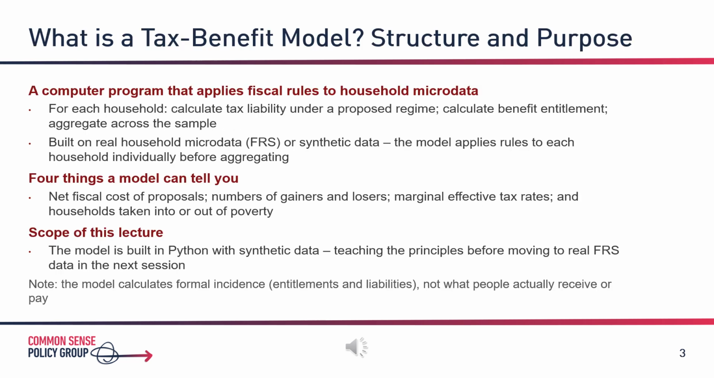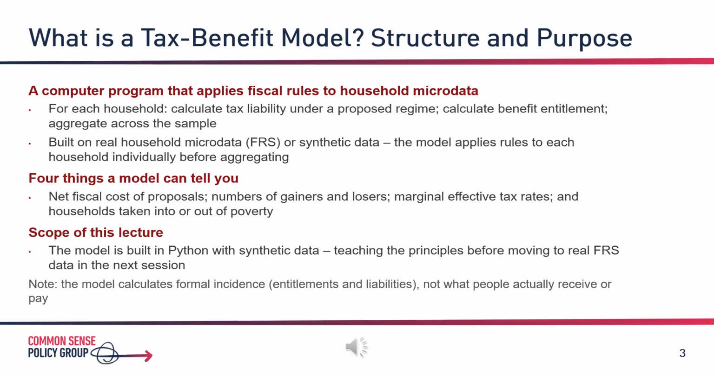A tax benefit model is, at its core, a simple idea. Take a representative sample of households. For each household, apply the rules of the tax and benefit system to calculate what they would owe in tax and what they would receive in benefits under a proposed regime. Sum the results across all households. Scale up using grossing factors to produce population-level estimates.